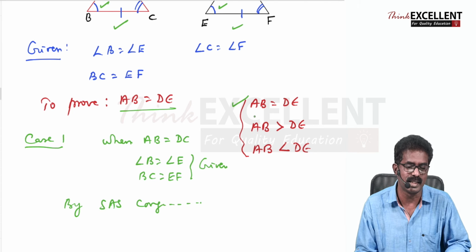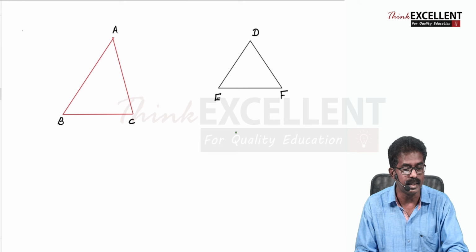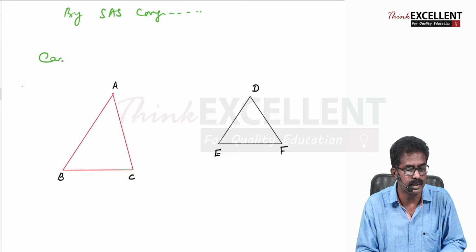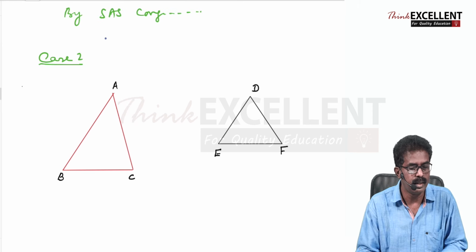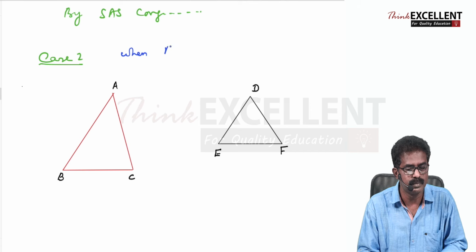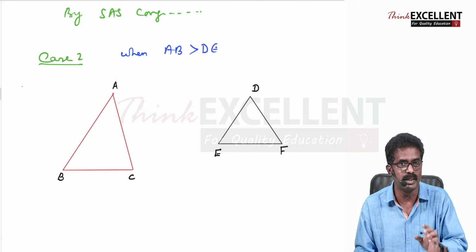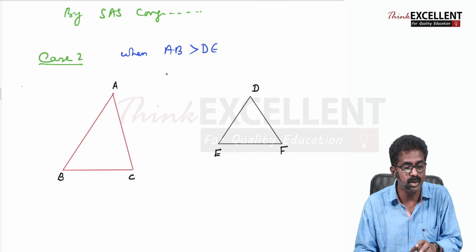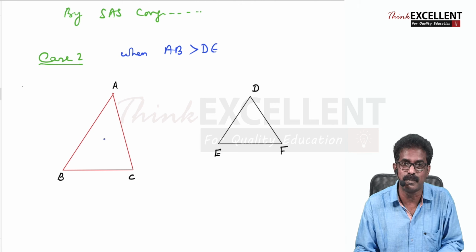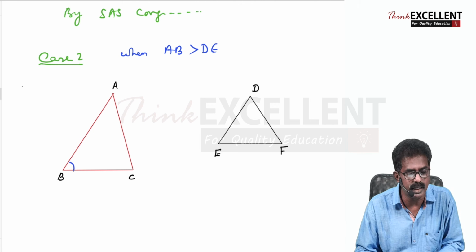Now we take the second case. Case 2. When AB is greater than DE. Second case and third case are almost similar. So once you understood one, the other will be very easy. So please listen very carefully. So here also we have to prove AB equal to DE. Already angle B is equal to angle E.